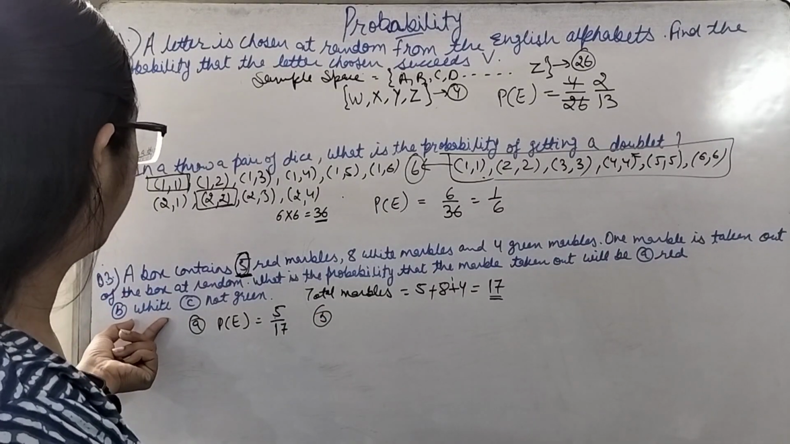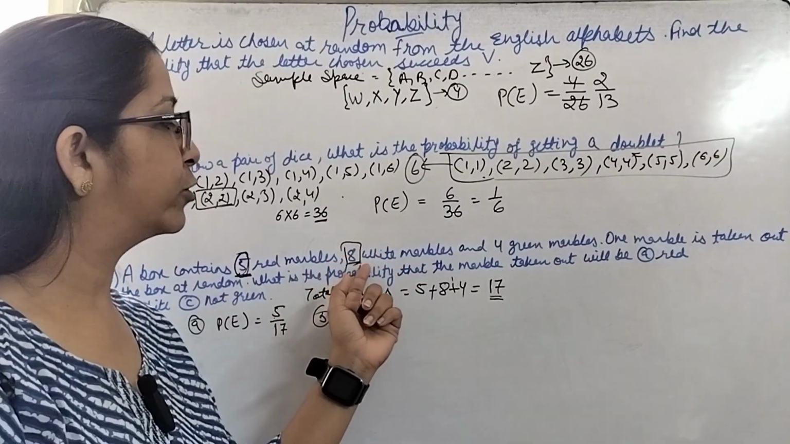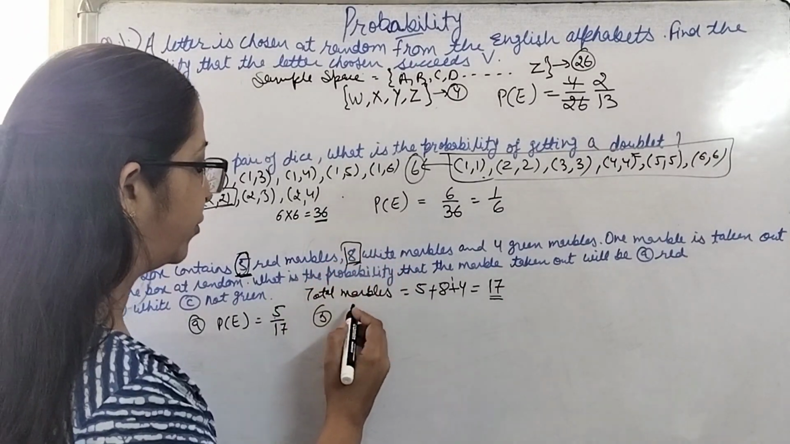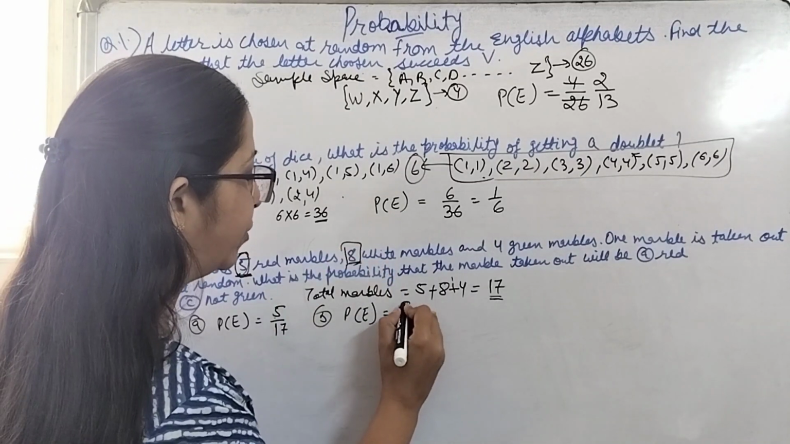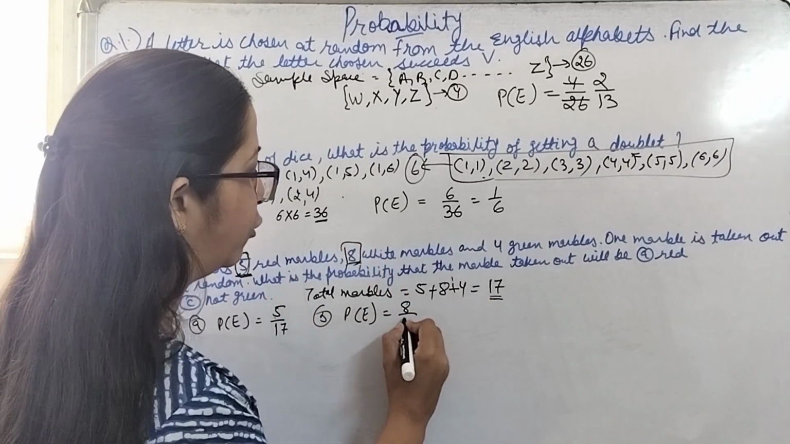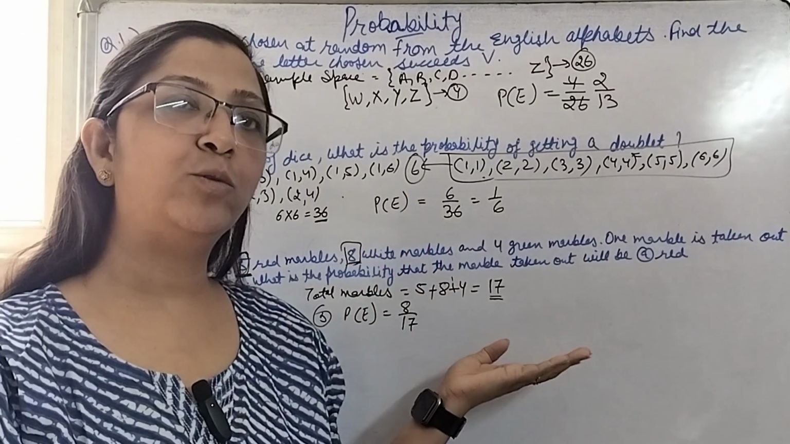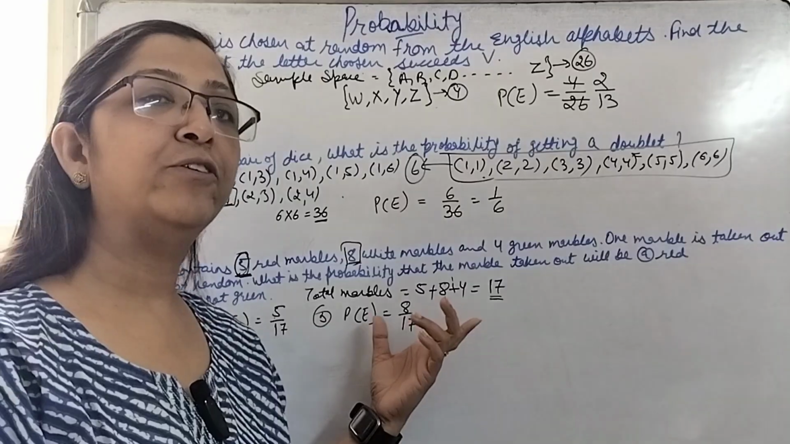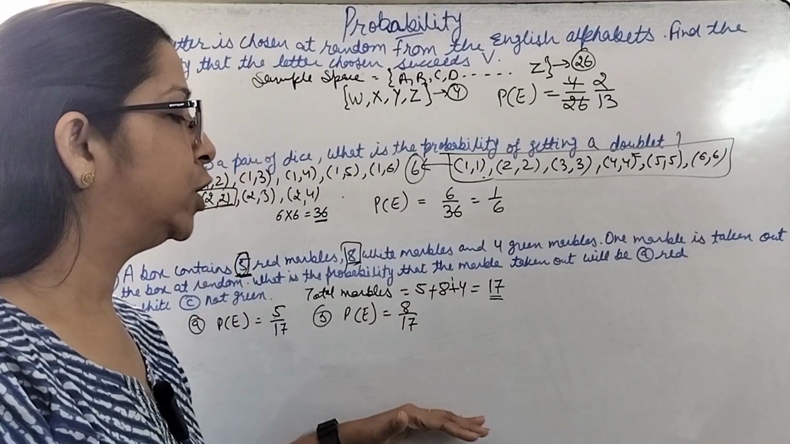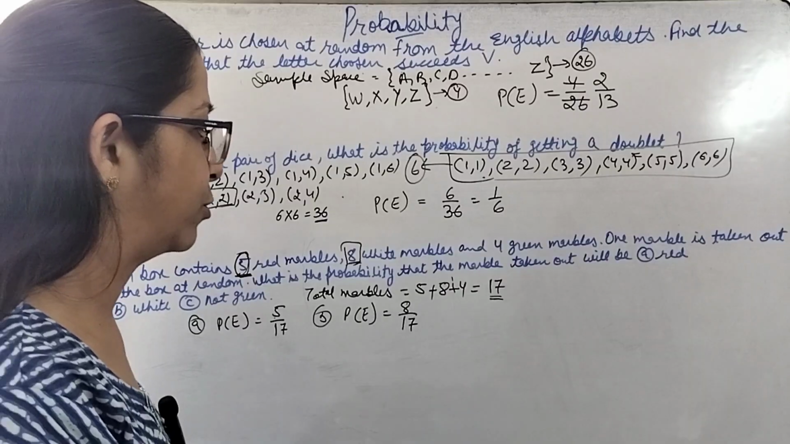The second part is white. Now how many favorable conditions are there? For white, the favorable outcomes are 8. So the probability of the event is the number of favorable outcomes upon the total number of possible outcomes, that is 8 upon 17. We always need to write the formula that the probability of the event is the total number of favorable outcomes divided by the total number of possible outcomes. We even need to write the sample space.